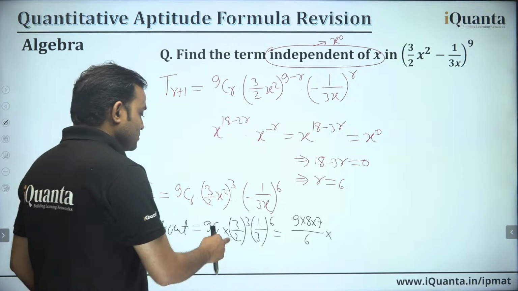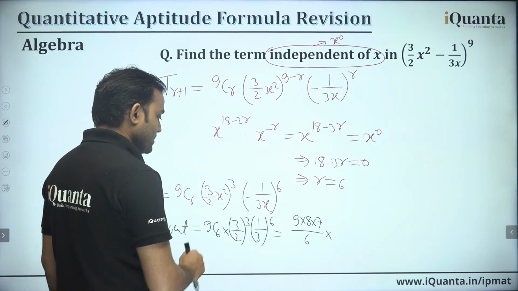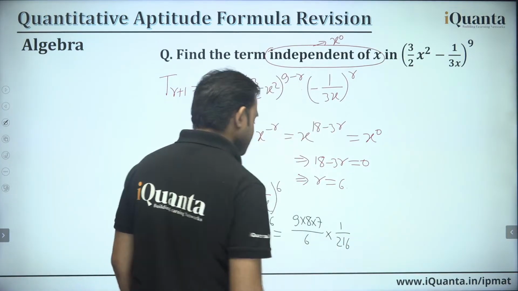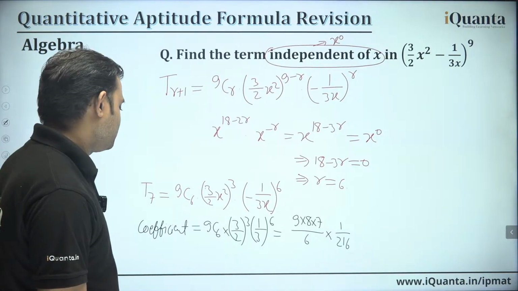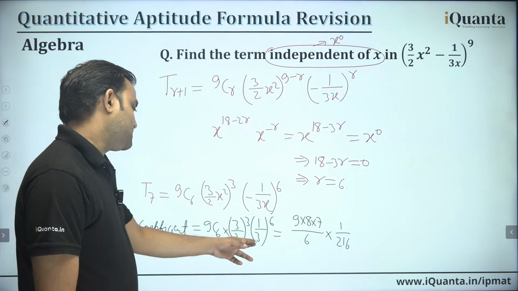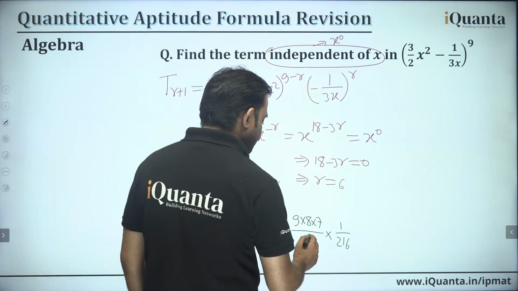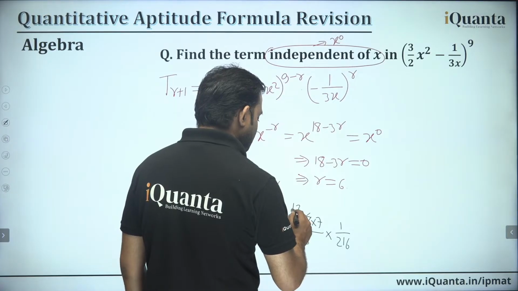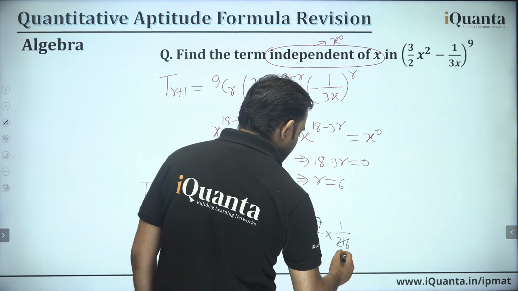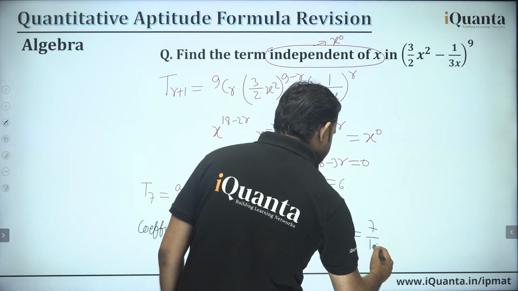This will be equal to 3 cube, and 1 by 3 cube cancelled out. So this will become 1 by 2 cube, 6 cube, means 1 by 216. 3 cube cancelled out, 2 cube, 3 cube, right? So this will be equal to 12 times 7, and if we cancel out, 1 times 8 times. So our answer is 7 by 18.